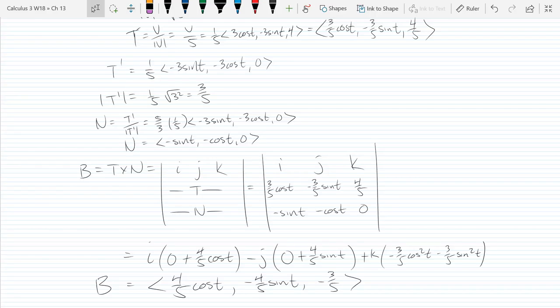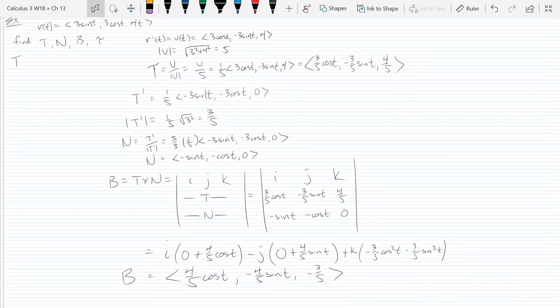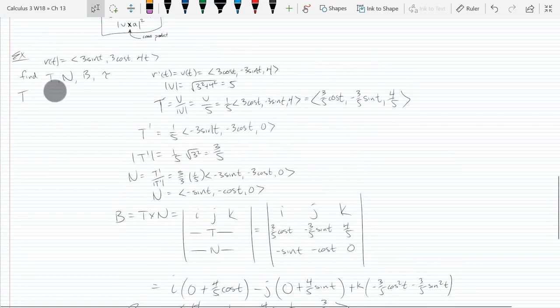Did we find torsion? I have not even started finding torsion yet, but that's the next step. We've computed almost all of these before, so we're about to find the torsion. I'm going to compute it.